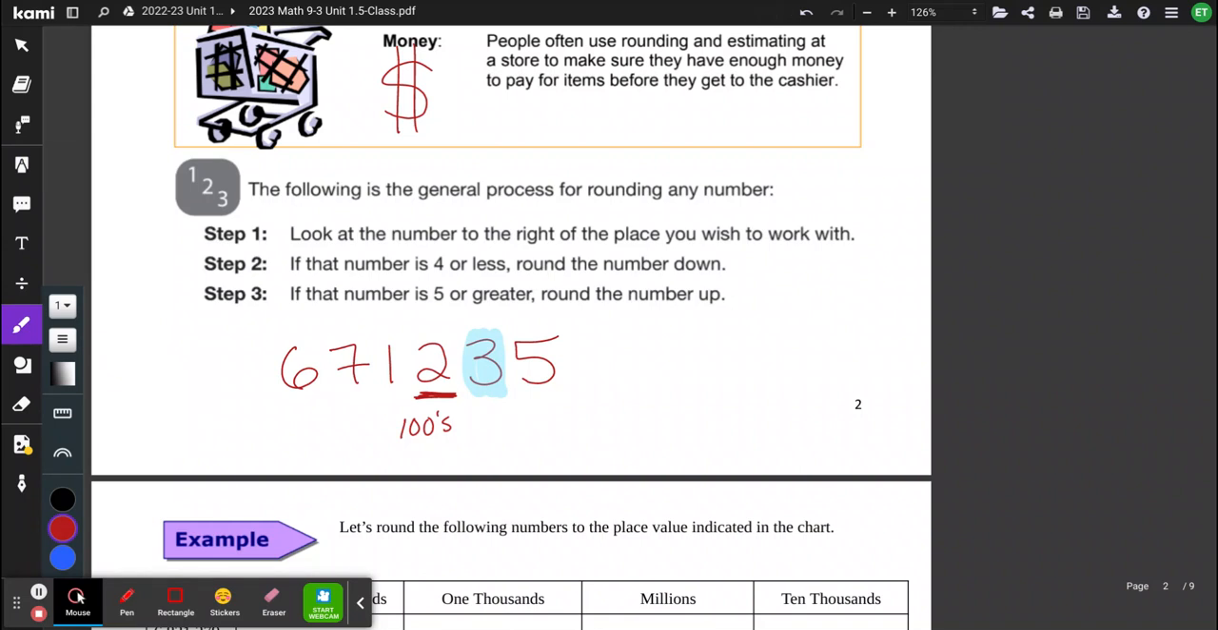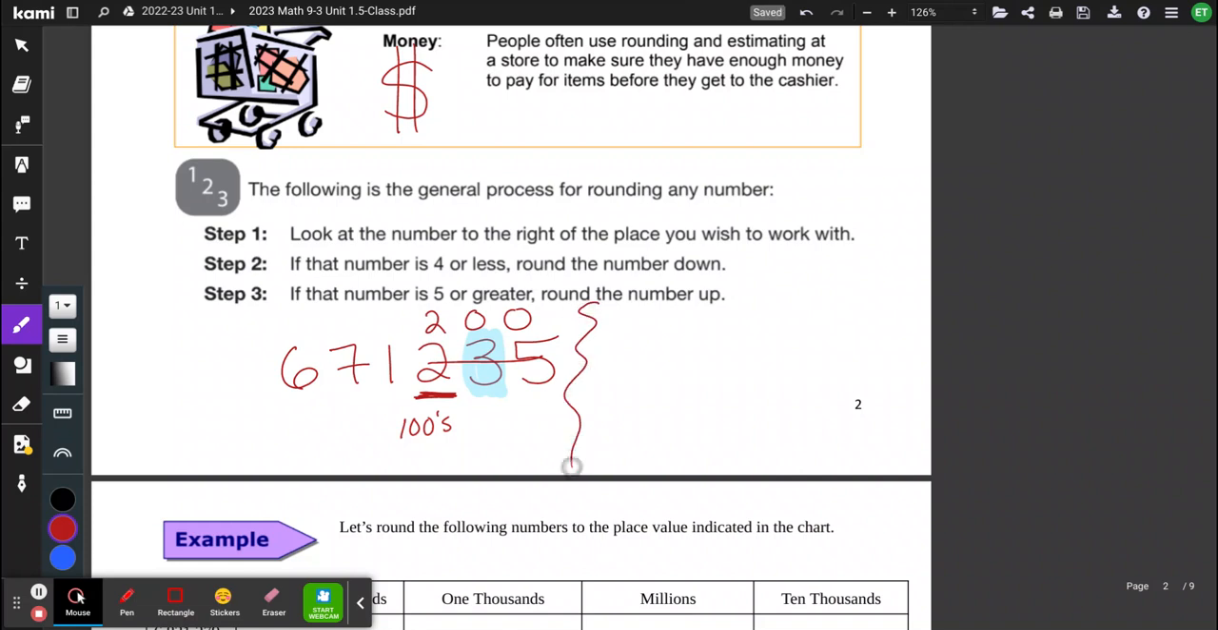It says if that number is 4 or smaller, you round it down. Round it down means they change to zeros. So that means this number here would be 200. That's how I would round that down. That's what rounding down means.